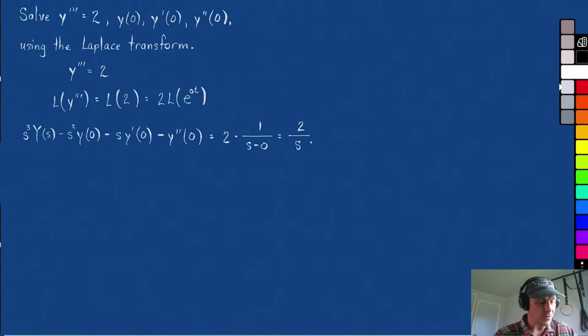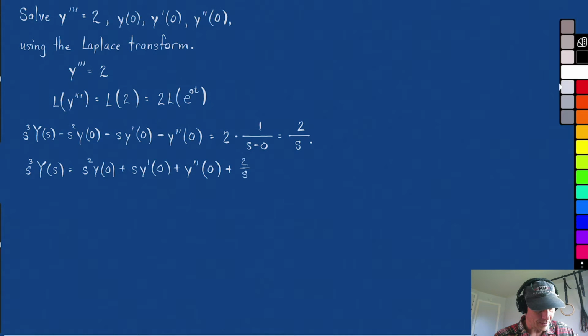So let's solve for capital Y of s. So I have s cubed Y of s equals, now I'm going to move the next 3 terms to the right-hand side of the equation. So I can write this as s squared y of 0 plus s y prime of 0 plus y double prime of 0 plus 2 over s. And my next step will be to divide all terms by s cubed, and that will give us Y of s.